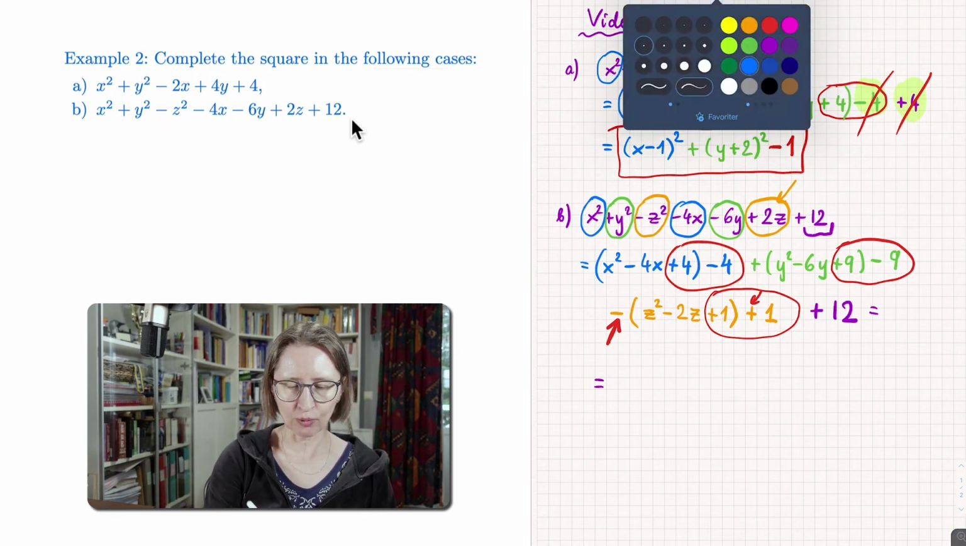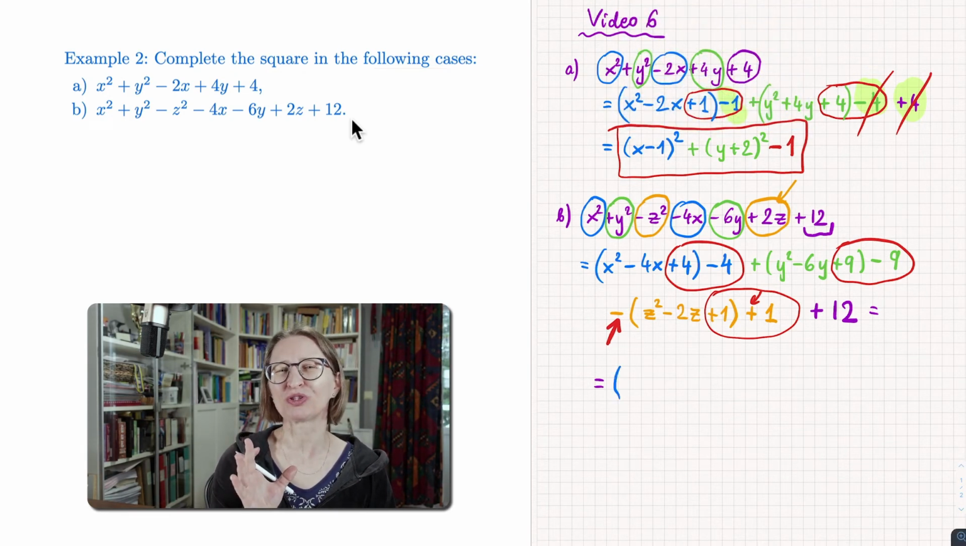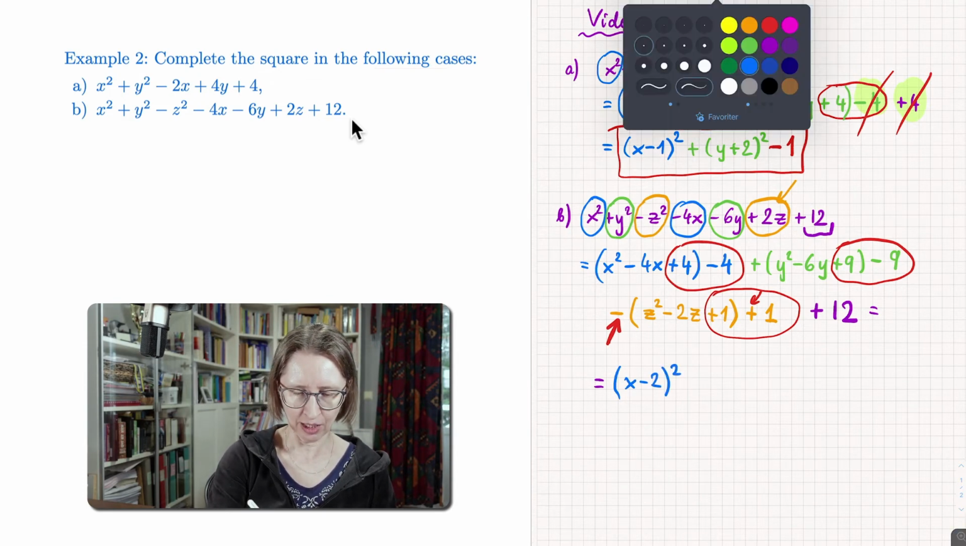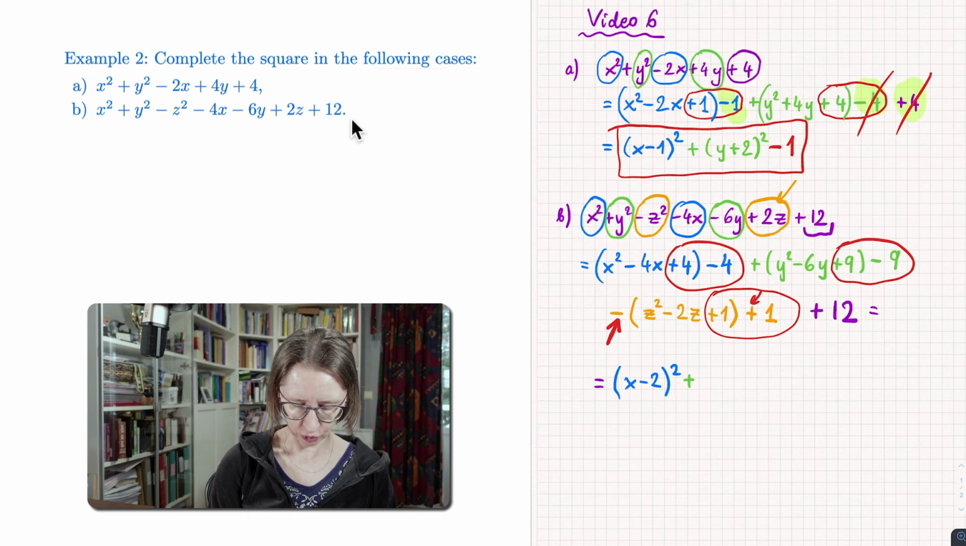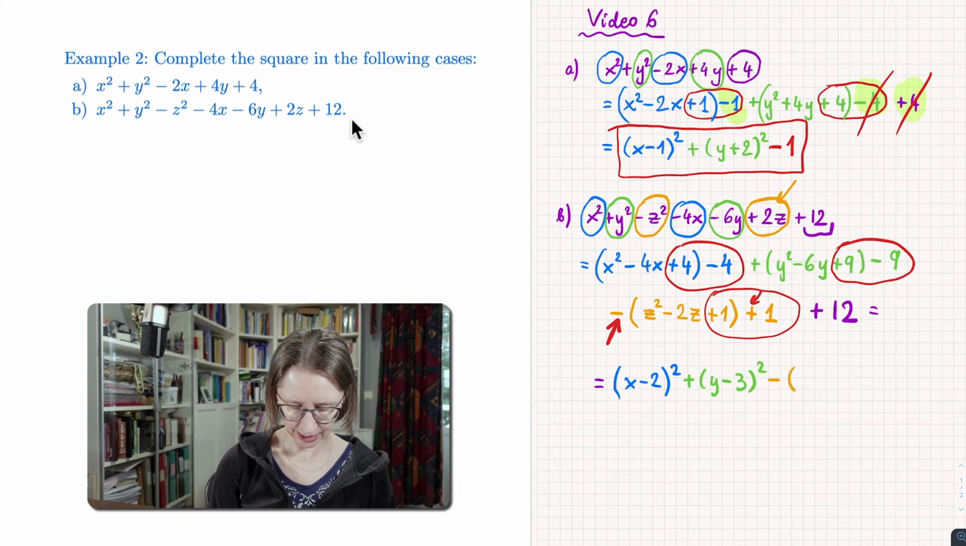Okay, and now I'm almost there. I have already grouped my perfect squares. Now I just have to write them as squares. So here I get x minus 2 all squared. What about y? For y, I have y minus 3 all squared, right? And the last one with z will be minus z minus 1 all squared, right?